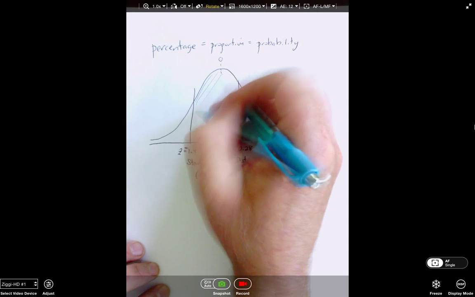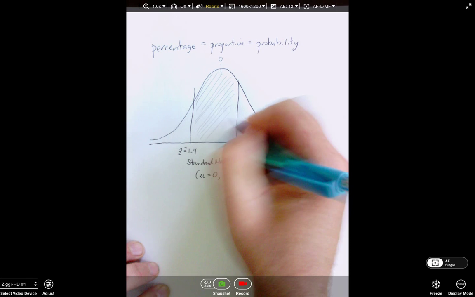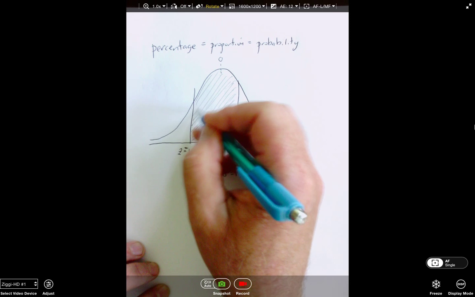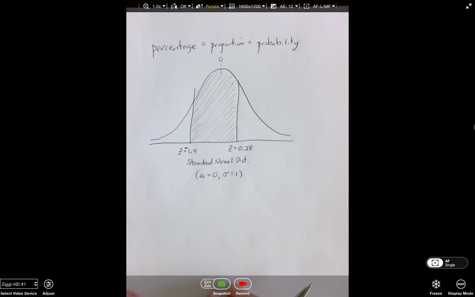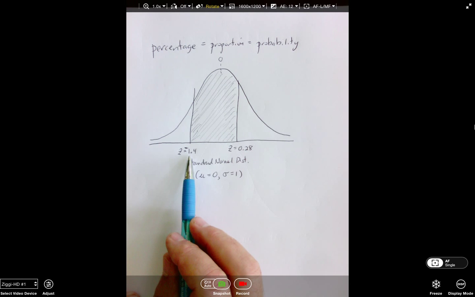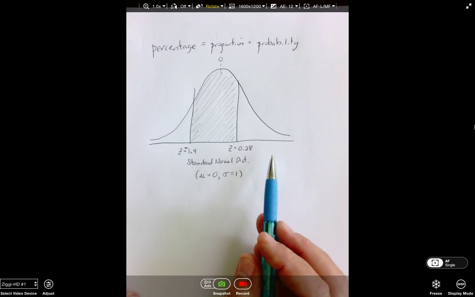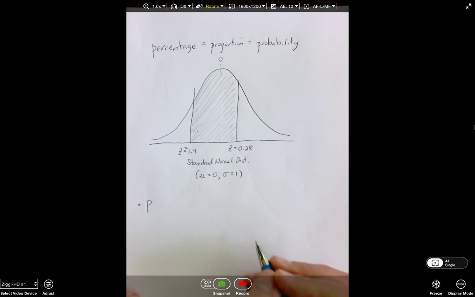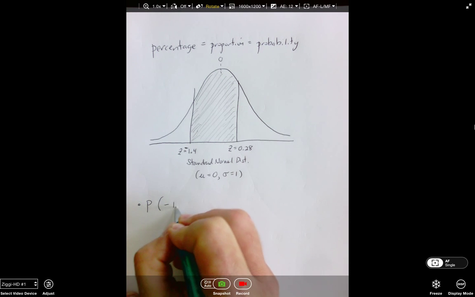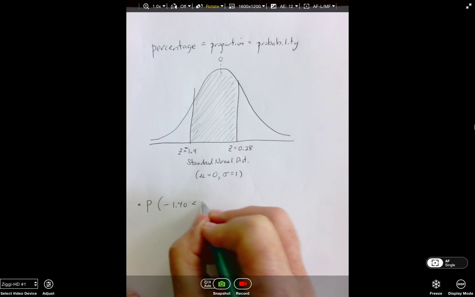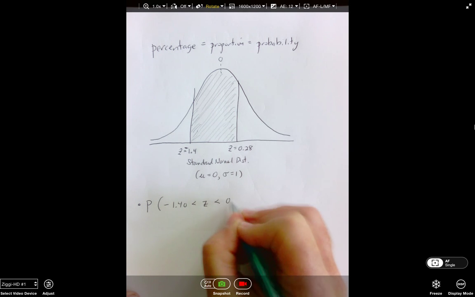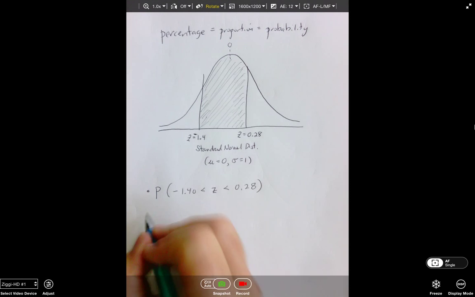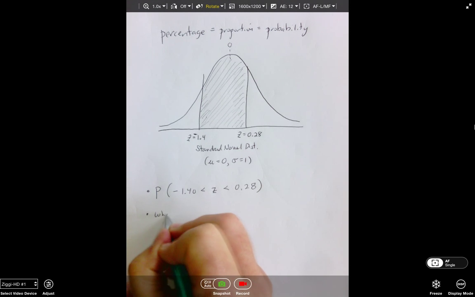.28. So for reasons that will become clearer later, we want to find the probability of randomly selecting a z-score from this distribution and it falling between negative 1.4 and 0.28. So we could get fancy here and ask the probability. We could just get straightforward and say, what is the probability?